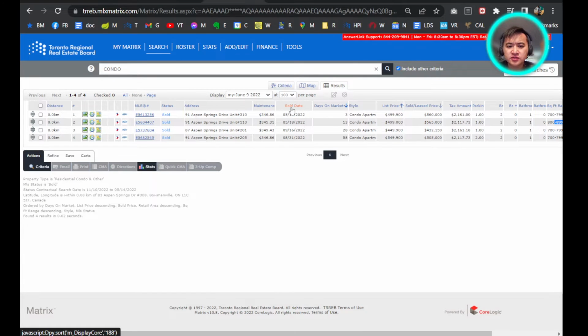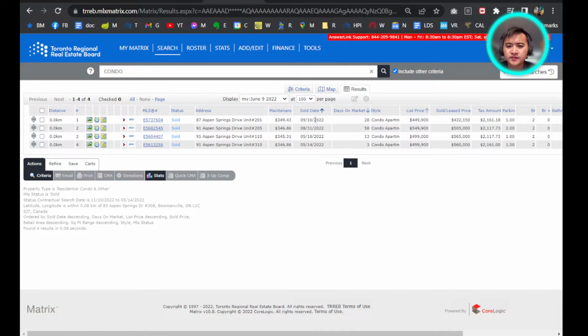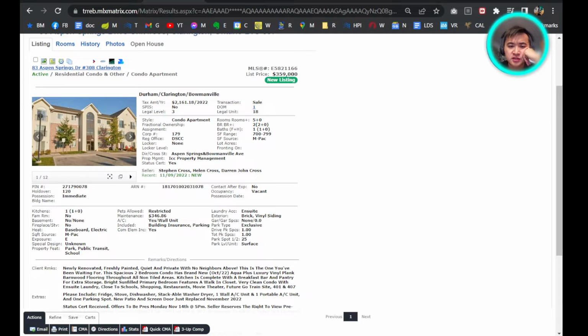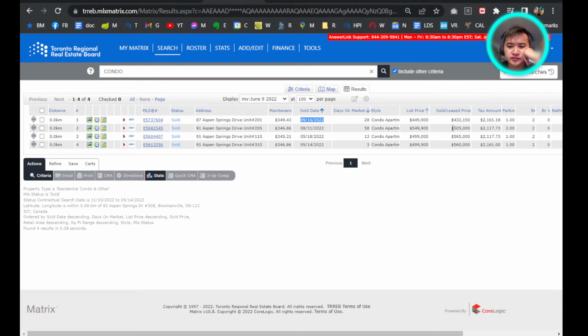So let's look at sold date. So here's our most recently sold, September for 432. So I think we can use this as our main comparable. However, one sold for 505,000 in August, and this looks like it follows the trend of the market. May was a hotter market, and prices have fallen, but I'm not sure if it actually fell by that much.